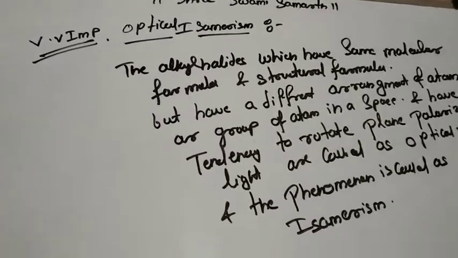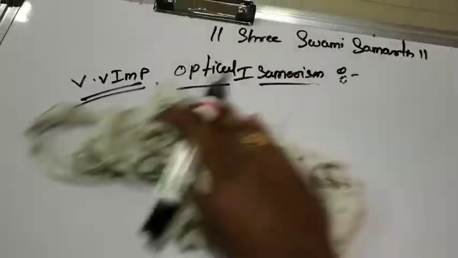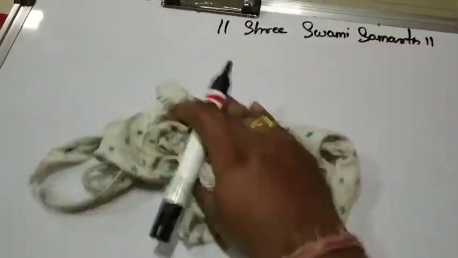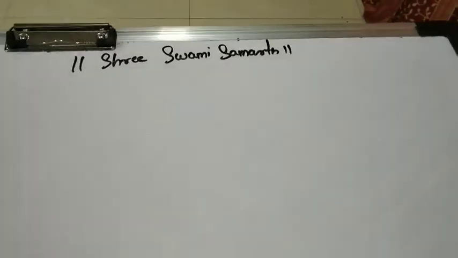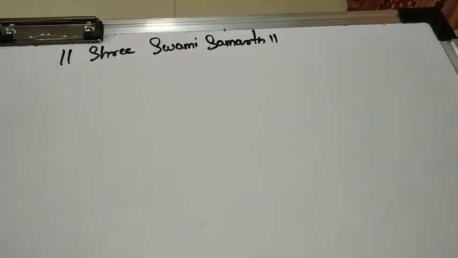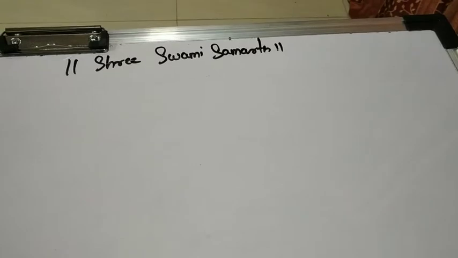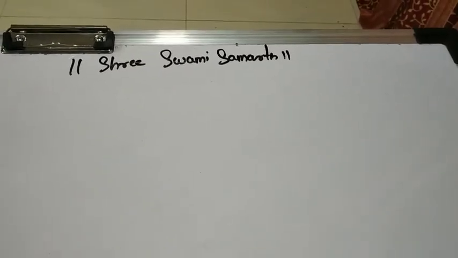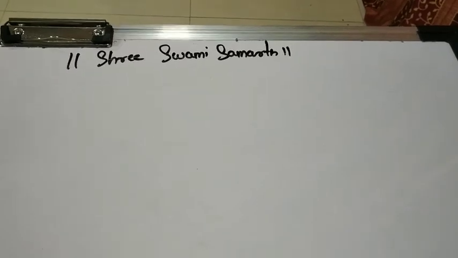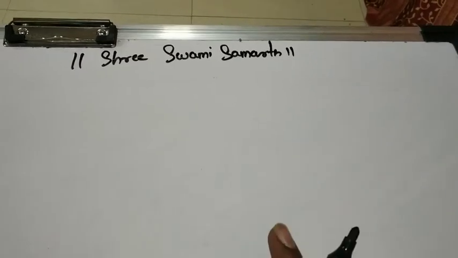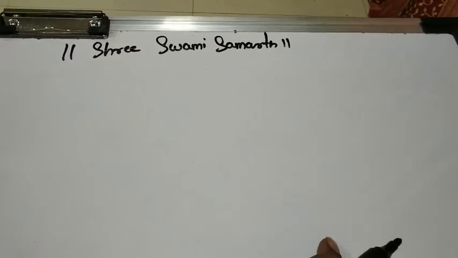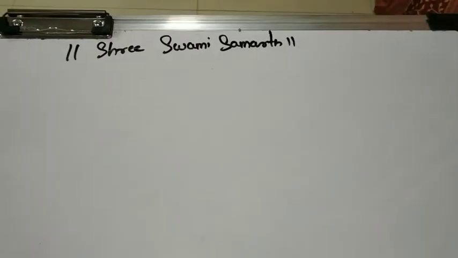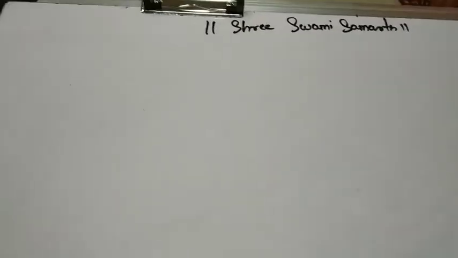Now let's quickly take an example, then you will come to know. See, what is plane polarized light? Plane polarized light is a special kind of light that I will explain in the next lecture, right? So in detail we will see what plane polarized light is. When we take ordinary light and treat it with a nicol prism, we get plane polarized light. So that I will teach you in the next period.